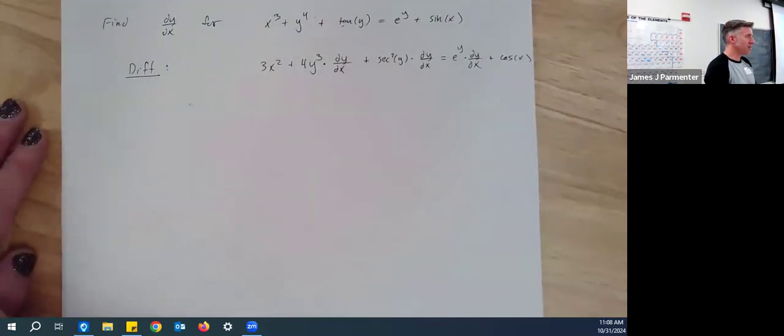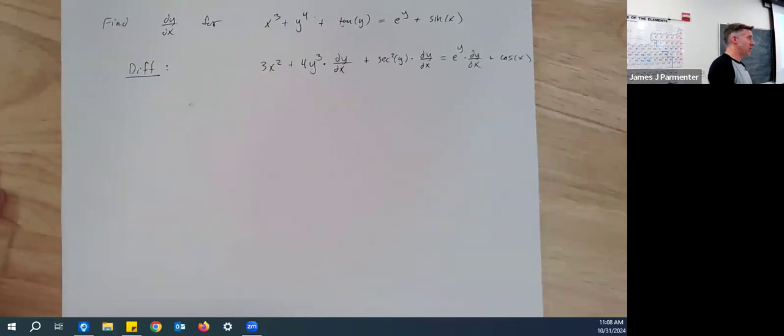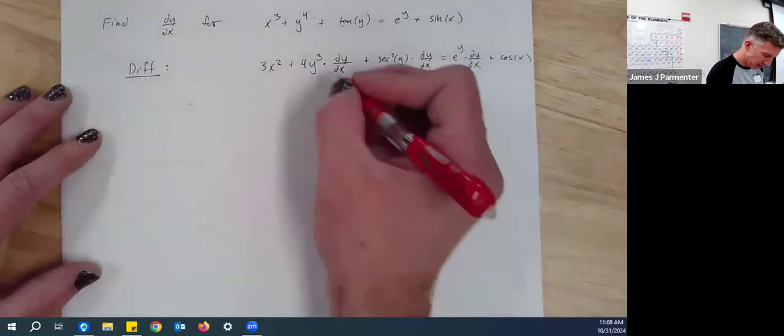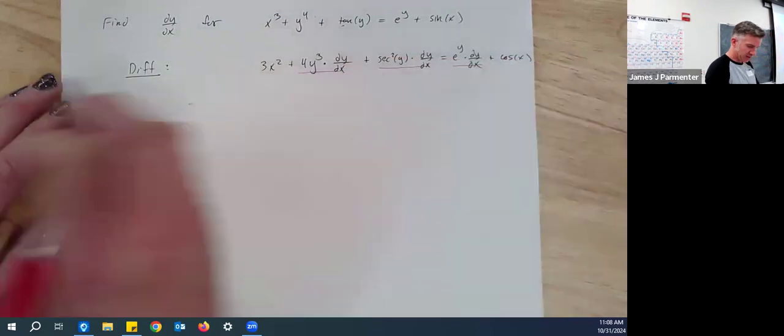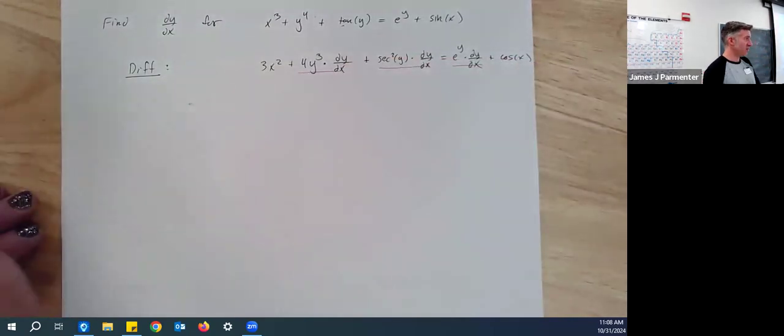And as far as this problem goes, that's the only part of it where we're actually using any calculus. After this, it's just algebra. We have to collect all our dy dx's on one side, factor out whatever is multiplied, and then solve for dy dx. So here are my terms that have dy dx. Let's collect all those on the left, everything else on the right.